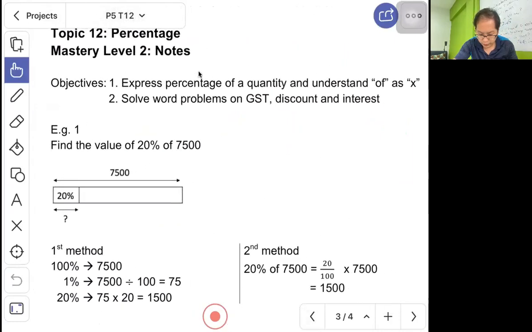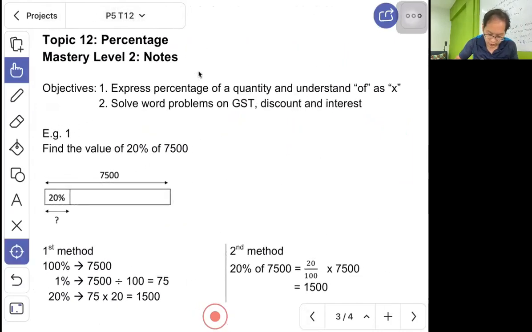Mastery level 2. The objective is to express percentage of a quantity and understand 'of' as times. And we solve word problems on GST, discount, and interest. Example 1, find the value of 20% of 7,500. So this is the model. Out of the whole rectangle, that's 100%, this is 20% part of it. And you put 7,500.